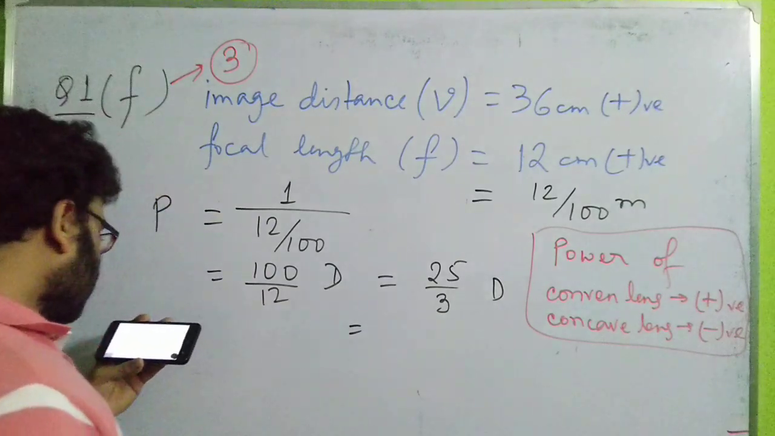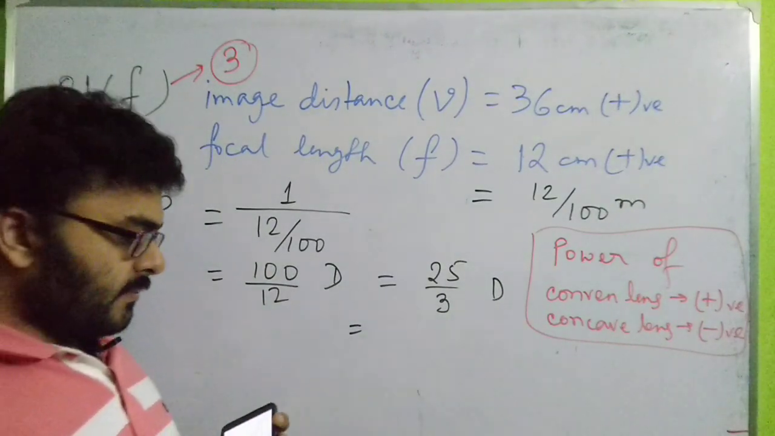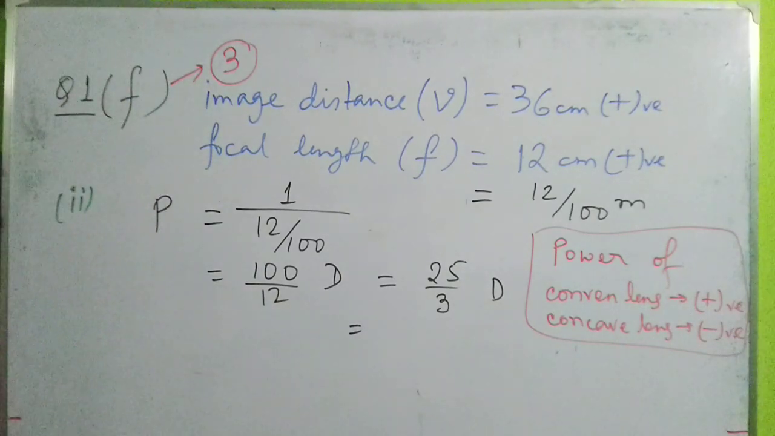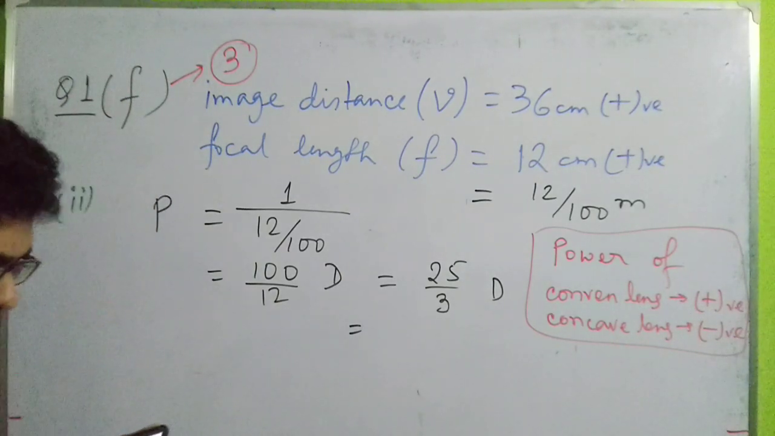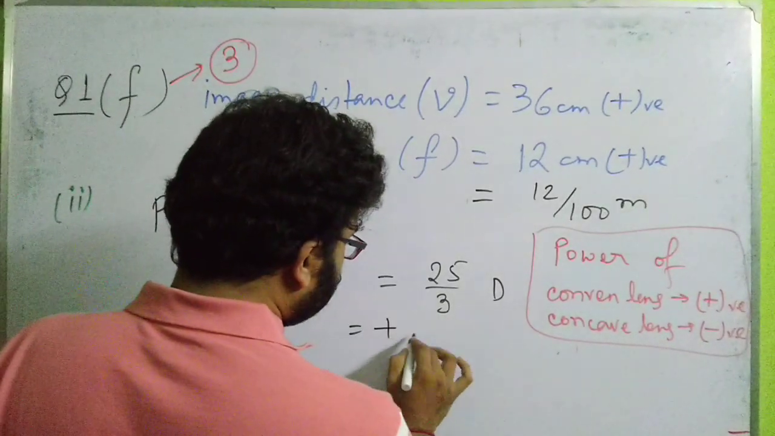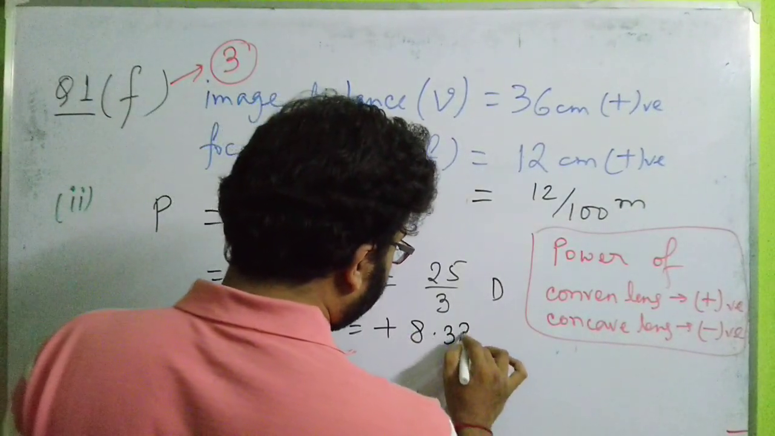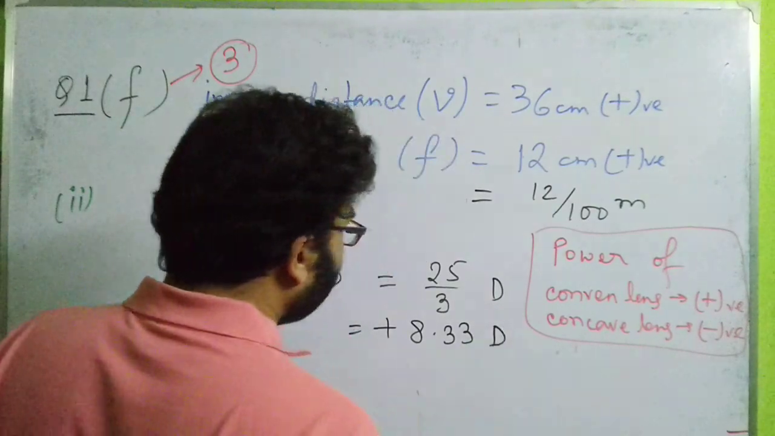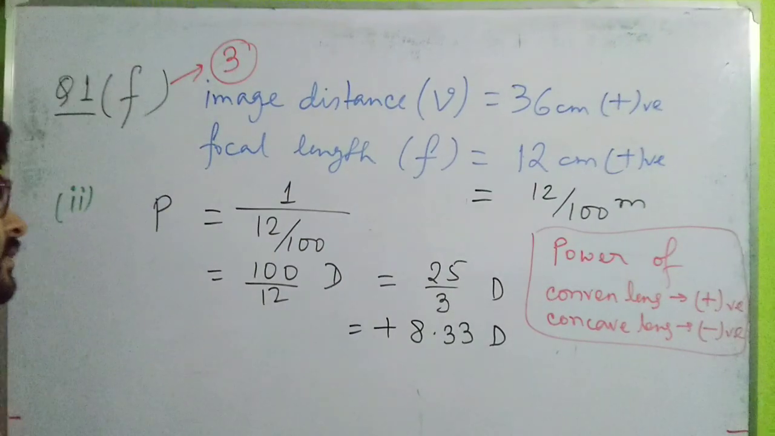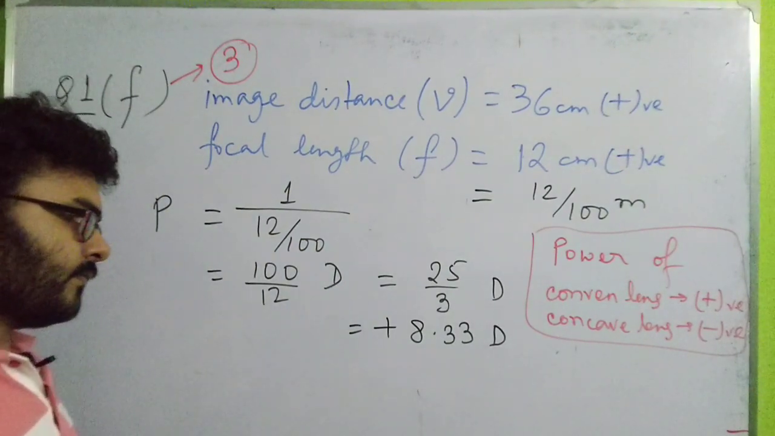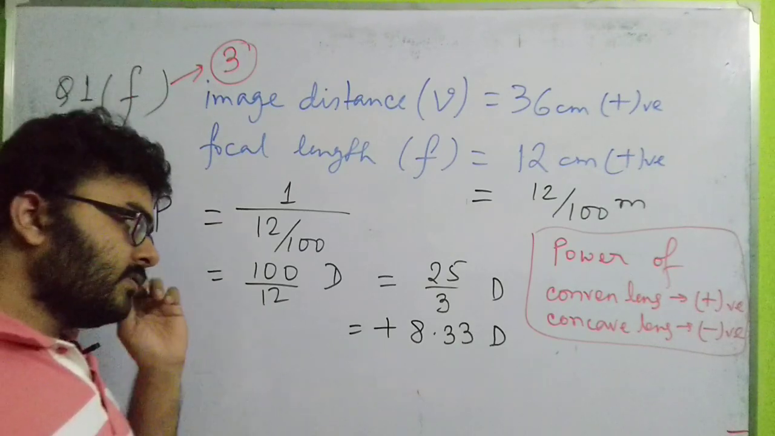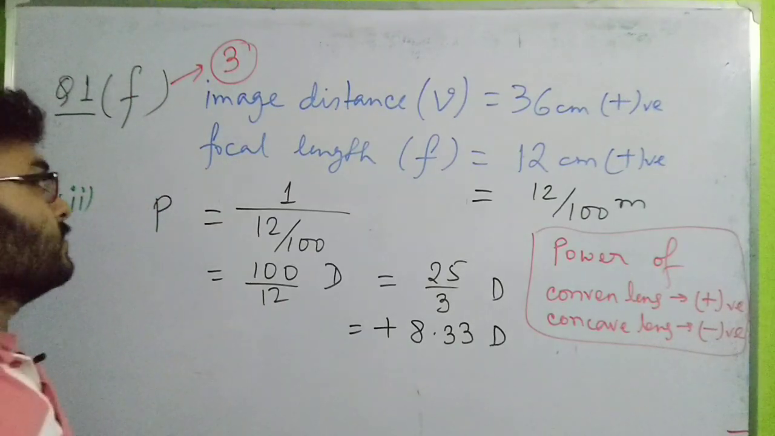So option 1 says negative. Whenever you see the negative, minus 8.33, the first option is cancelled. Second option is 8.4D. Third option is 8.33D, and fourth option is minus 8.4D. So obviously the third option comes out to be plus 8.33D, because it's a non-terminating decimal. 3 8s are 24. 1 comes down, then again 1 0, 3 3 is 9, and the division continues.